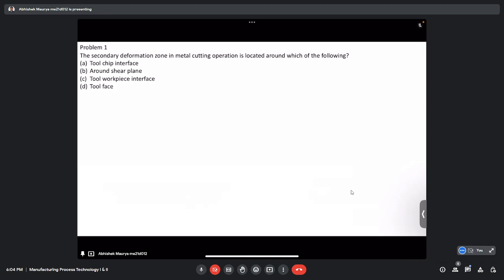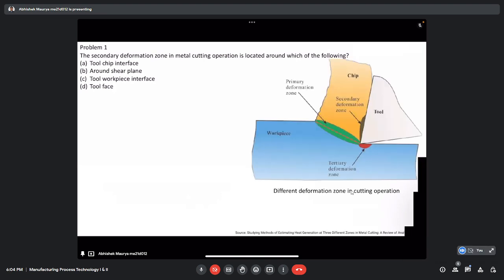So let's quickly try to see what has been asked in the problem. The secondary deformation zone in metal cutting operation is located around, and these are some of the options given. Let's quickly see the schematic of the cutting process. Here we have a tool, and the blue one is the workpiece, and the cutting process is happening.